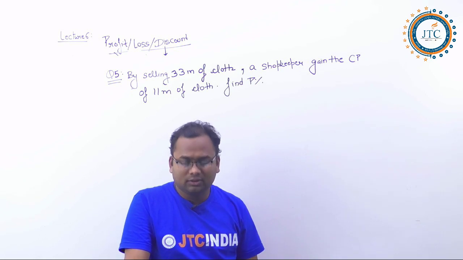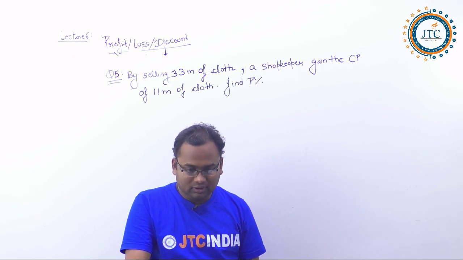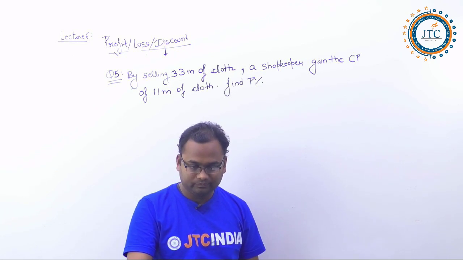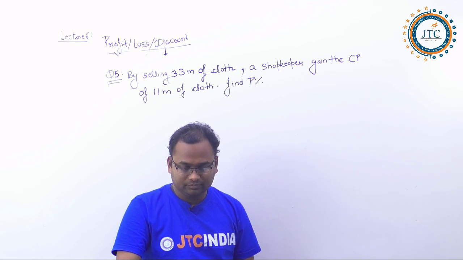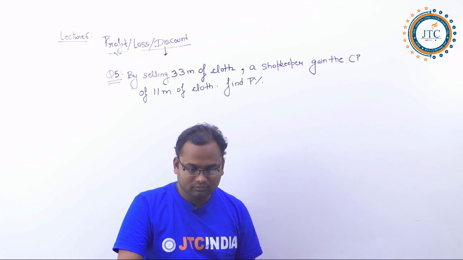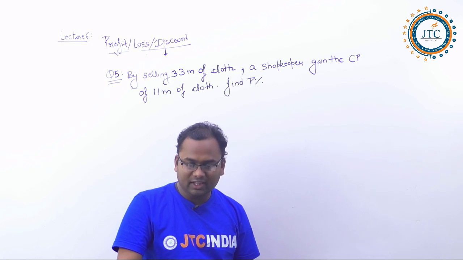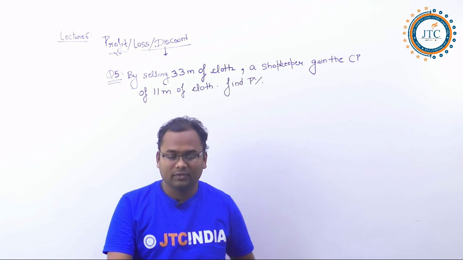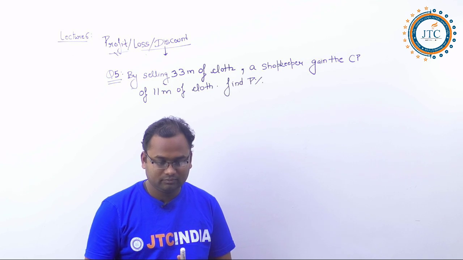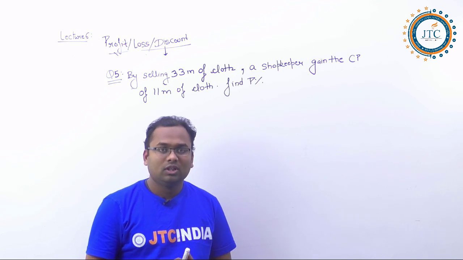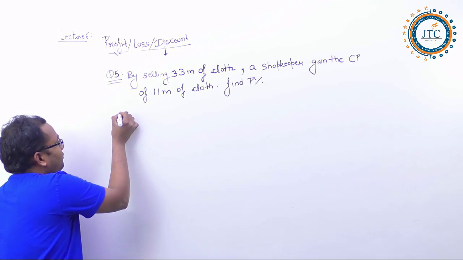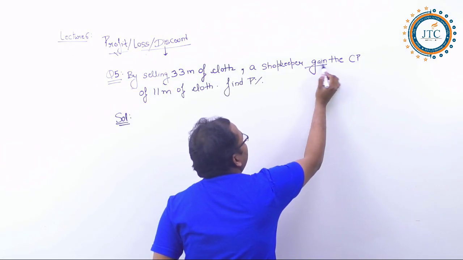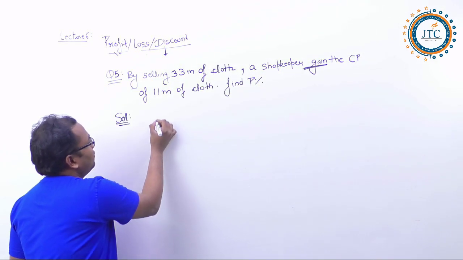Similar type of question as question number 3 and 4. 25%? No, 25% is not the right answer. Here the gain is in terms of cost price. So students, what is the answer basically? First of all, we know that the shopkeeper gains, so directly write the formula of profit.